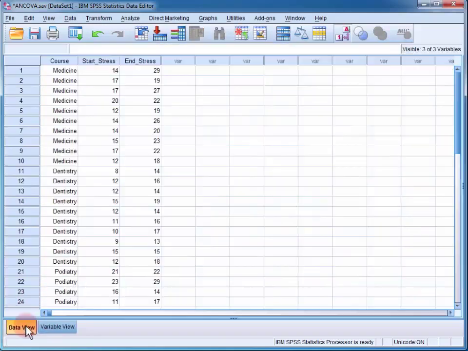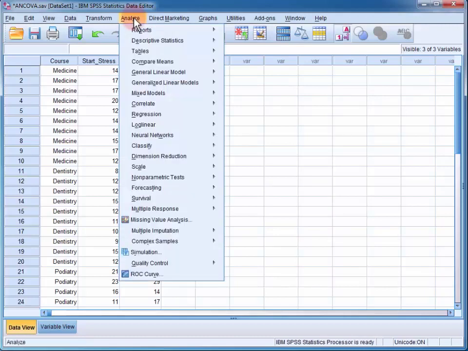If I swap over to the data view, I can see that the first participant was studying medicine and had a stress score of 14 at the start of the year and a score of 29 at the end of the year. To perform the ANCOVA, we go to the Analyze menu, General Linear Model, and Univariate.